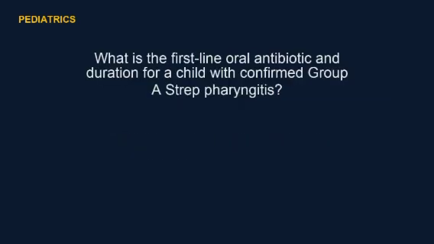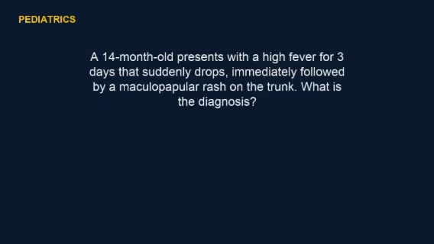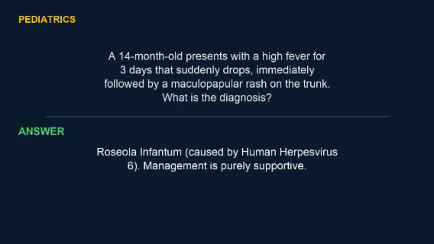What is the first-line oral antibiotic and duration for a child with confirmed group A strep pharyngitis? Amoxicillin or penicillin V for a full 10 days to prevent acute rheumatic fever. A 14-month-old presents with a high fever for 3 days that suddenly drops, immediately followed by a maculopapular rash on the trunk. What is the diagnosis? Roseola infantum, caused by human herpesvirus 6. Management is purely supportive.